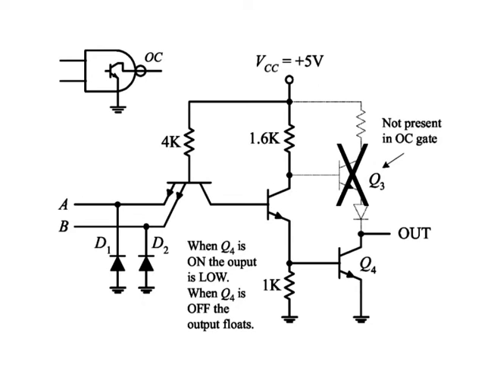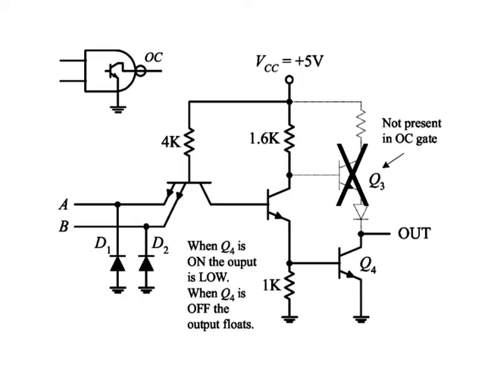Logic gates with open collector outputs have entirely different output characteristics. Figure here shows a NAND gate with open collector output. Notice that the Q3 transistor is missing in the OC NAND gate. By removing Q3, the output no longer goes high when A and B logic levels are set to 0 0, 0 1 or 1 0.